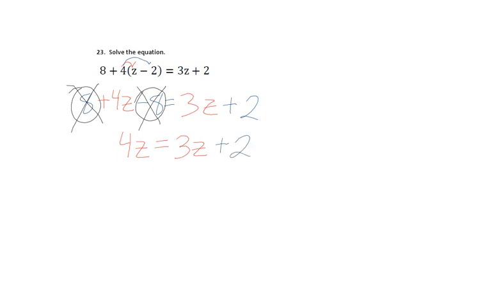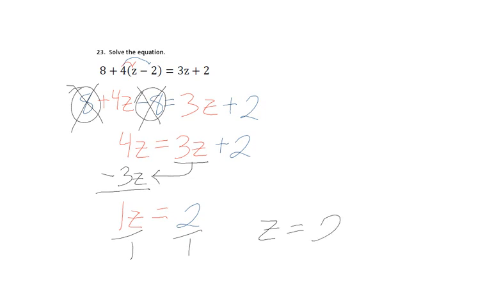What I would like to happen next is I would like all the letters to move to the left. So I would want 3z to move to the left. And it can, but it's going to become minus 3z. 4z minus 3z is positive 1z, or just z. You don't have to write the 1 if you don't want to. And that's going to equal 2. The last step is to divide, but it doesn't matter because 2 divided by 1 is still 2. That is your answer.